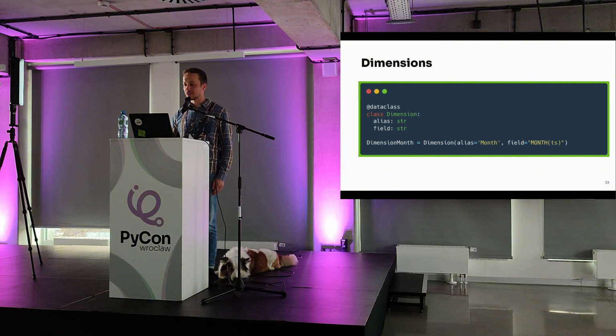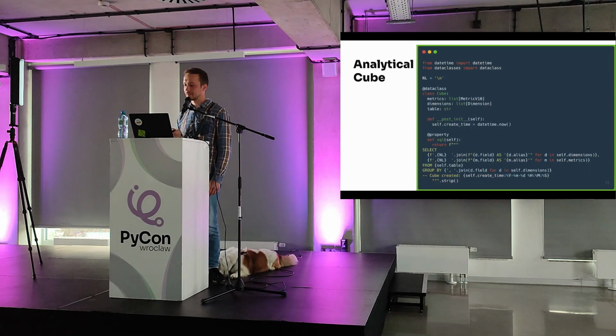Okay, our cube will also need dimensions. Here we define a single dimension class in the same manner as the metric class. We are using the same variables, aliases and fields. Initializing this class, we create a month dimension for our cube, and we define a cube class. The cube accepts metrics, dimensions, and a table as arguments. For debugging reasons, we also store the time the cube was created.